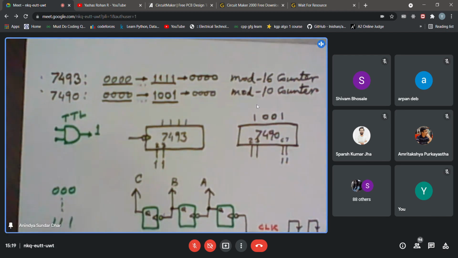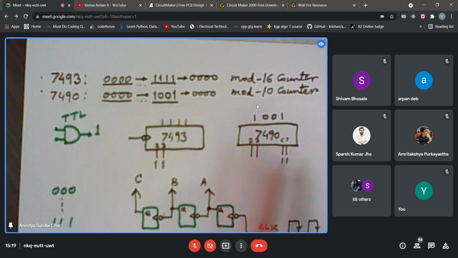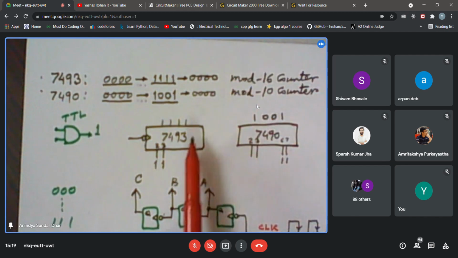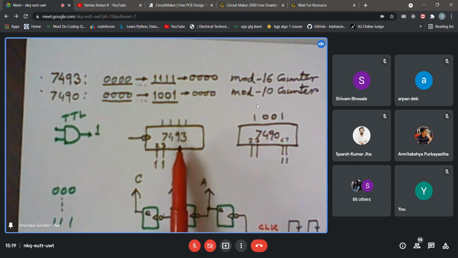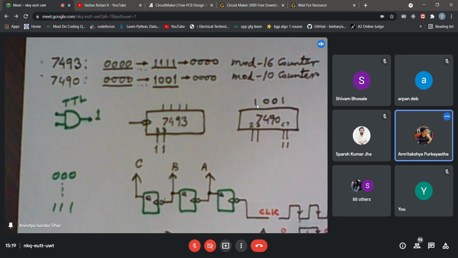So is it possible to activate those resets somehow so that it won't go beyond 9 and it behaves just like your 7490 decade counter, or so-called mod 10 counter? So my problem is to modify this counter into a mod 10 counter. Can you suggest something? Maybe we AND Q3 and Q1 and connect it to the reset.